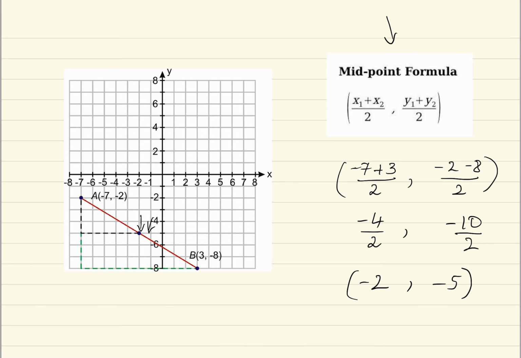So if we confirm if that's correct, we can see about here is -5. So the y coordinate is correct, and then on the x coordinate we can see we have 2 here. So if we go all the way down, that's -2. So this point here is -2, -5.